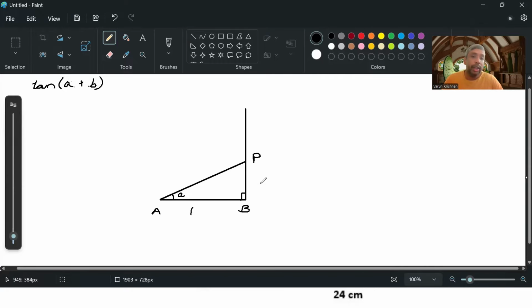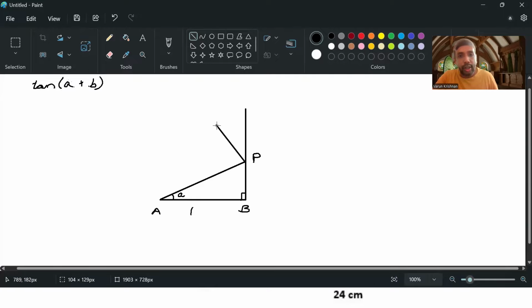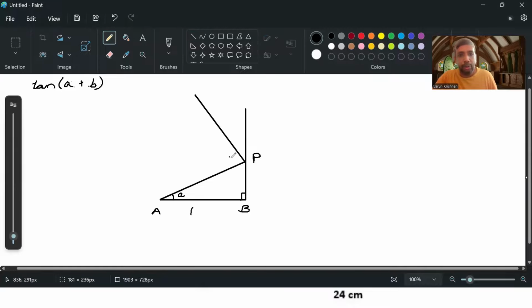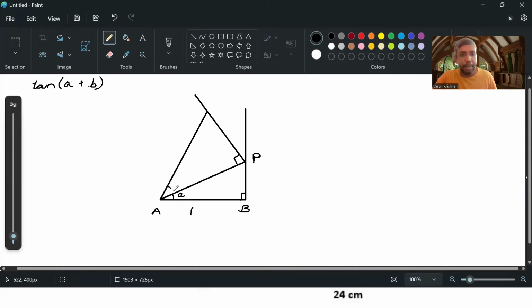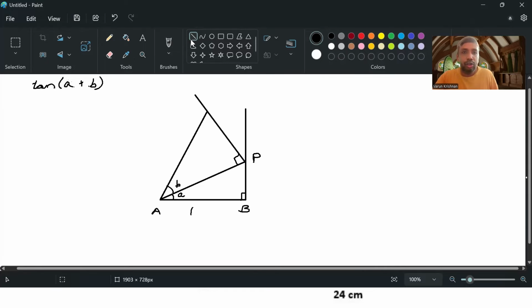Next, I'm going to take AP as the base of another triangle. Through P, I'm going to draw a straight line perpendicular to AP. Also, through A, I'm going to draw another line like this, forming an angle b with AP.